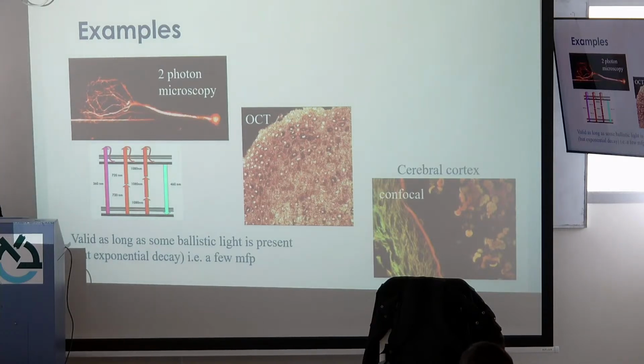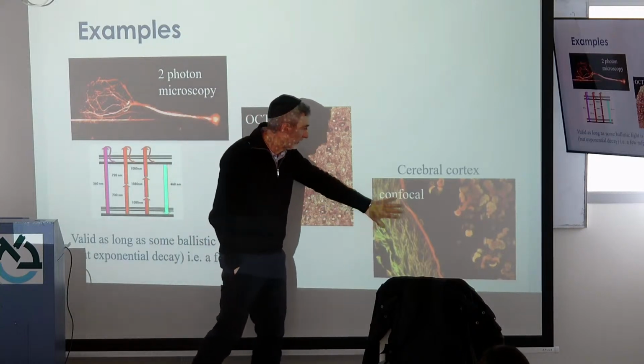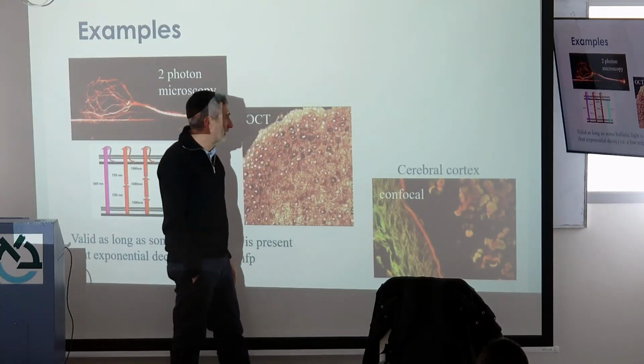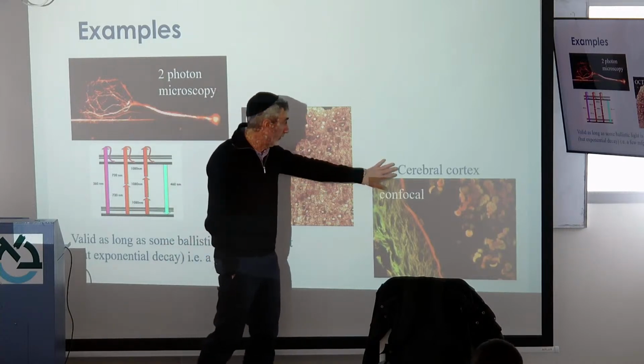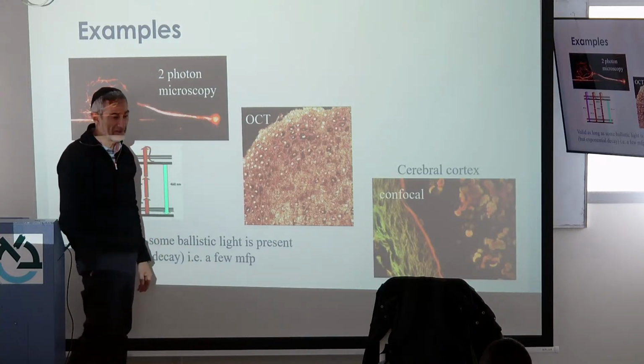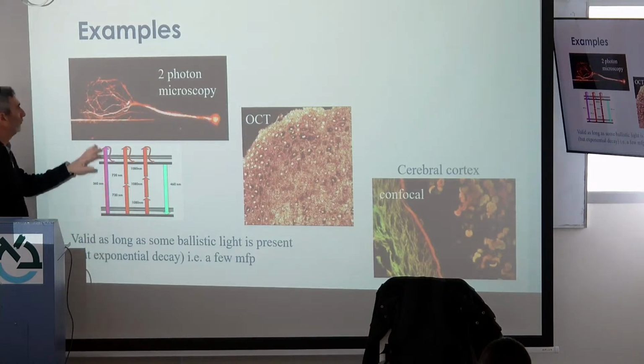Okay, so just a review of the different techniques. This is the confocal here. Those are some examples where we can see the type of images that you can achieve. So these cortex, I don't know which piece of meat is that. I have no idea. So this is OCT, and this is two-photon microscopy.